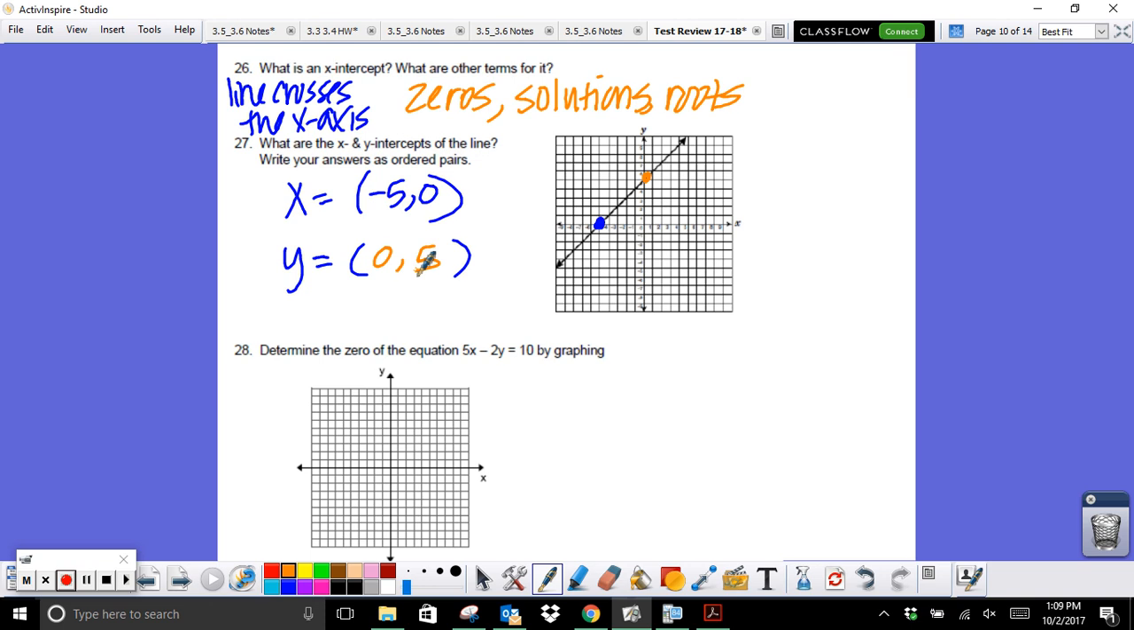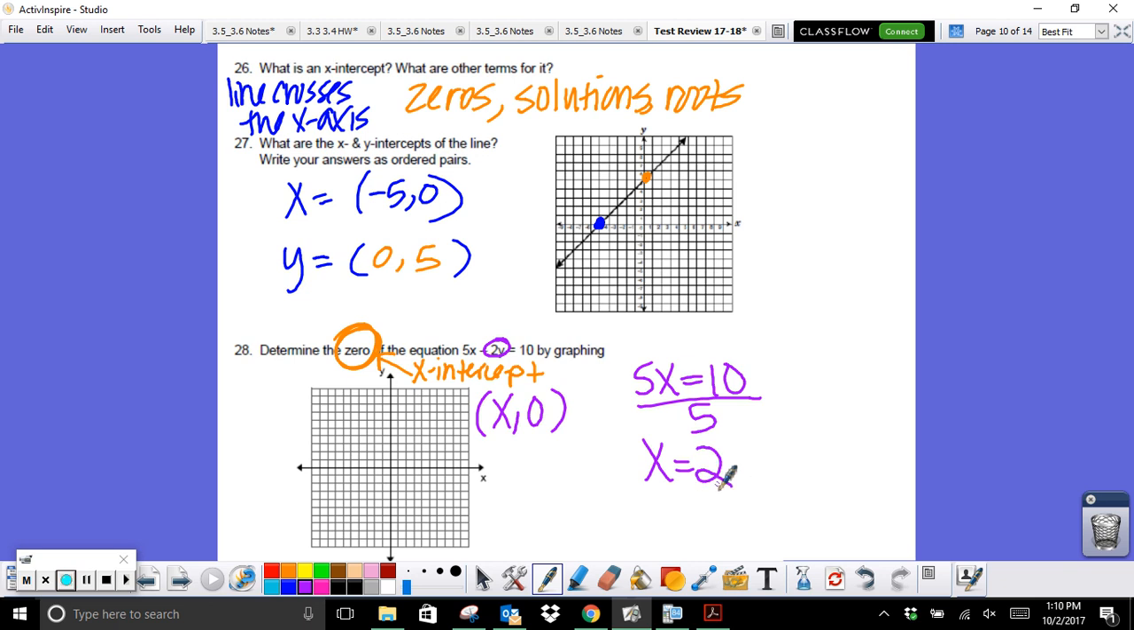Number 28. Here we go. Here's what we just talked about in number 26. Determine the 0. That means you have to know that that means to find the x-intercept. Okay, which we've already done on this review. We know that for an x-intercept, the y value is 0, which means I can plug 0 in for this y, or I can just cover it up. But if I plug 0 in, I'm left with 5x equals 10, and divide by 5, x is 2.